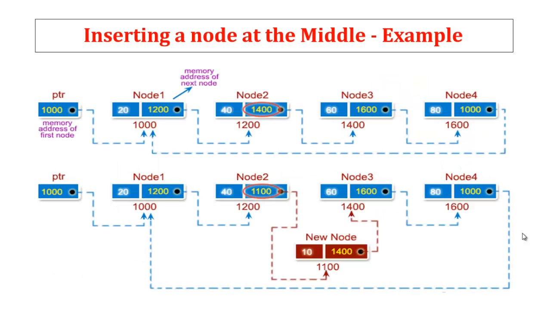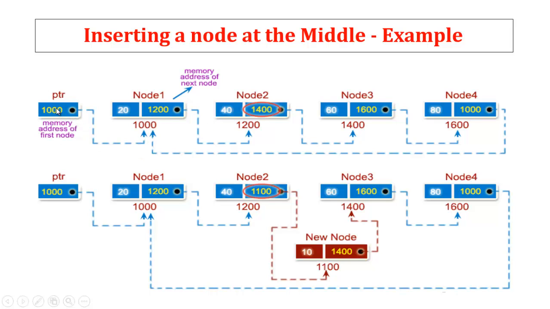These are the examples. We have 4 nodes: node 1, node 2, node 3 and then node 4. Each node has 2 fields, one is the data field and the other is the address field. The address field points to the next node address. The last node's next field points to the starting node address, which is why we call it a circular singly linked list. The head pointer points to the starting node address.